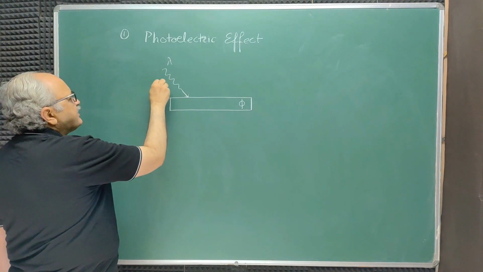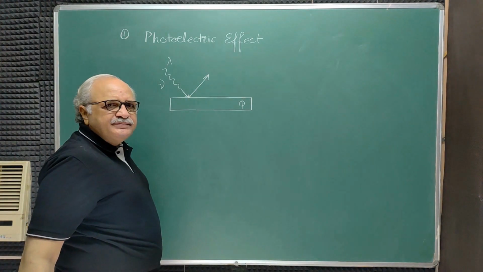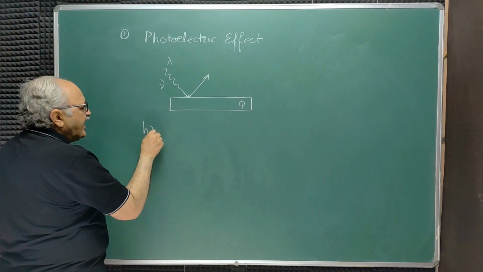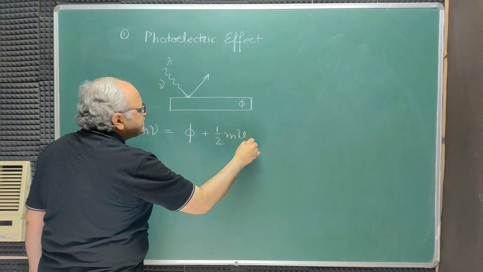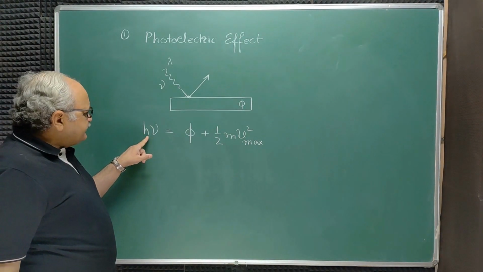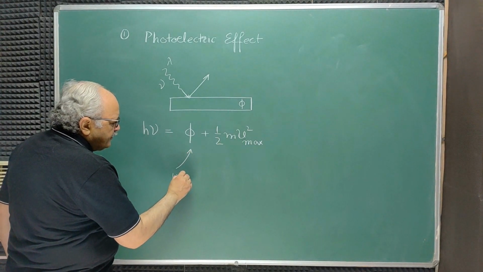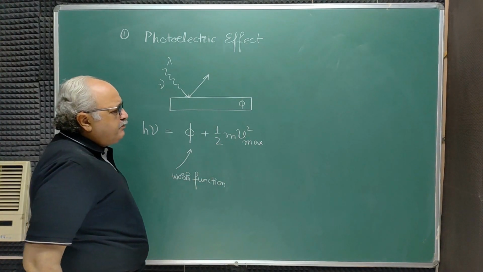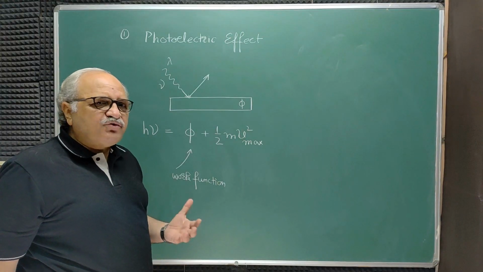Sometimes they give the wavelength or sometimes they give the frequency, and then they talk about the electron which is coming out of it. So the basic equation, which is known as Einstein's photoelectric equation, is written as h nu equals phi plus half m v max square. Let's recognize all these things. h is Planck's constant, nu is the frequency of the radiation, phi is the work function, and half m v max square is the maximum energy of the electron which comes out from it, which we call a photoelectron.